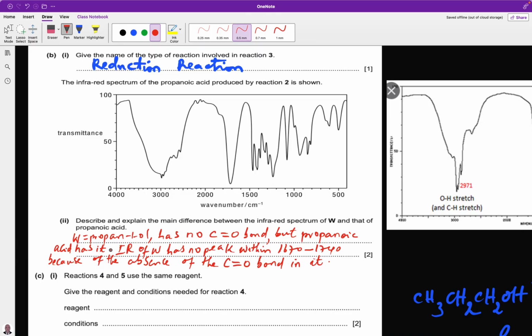Secondly, the infrared spectrum of compound W will have no peak within the 1670 to 1740 absorption range because of the absence of the C=O bond in it. Another reason could be, if you don't give that reason, you can give a second reason, as I told you.